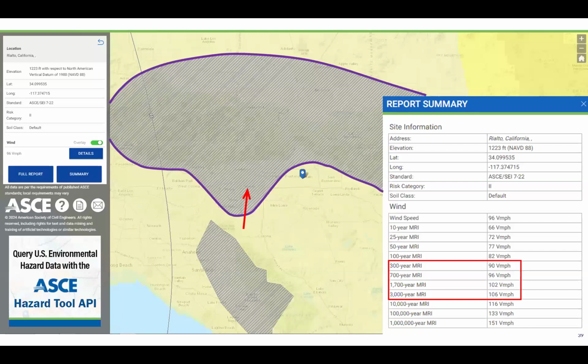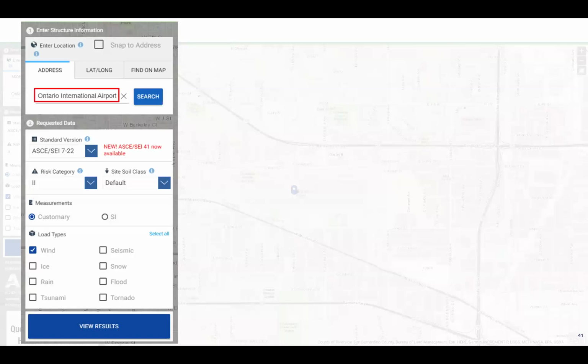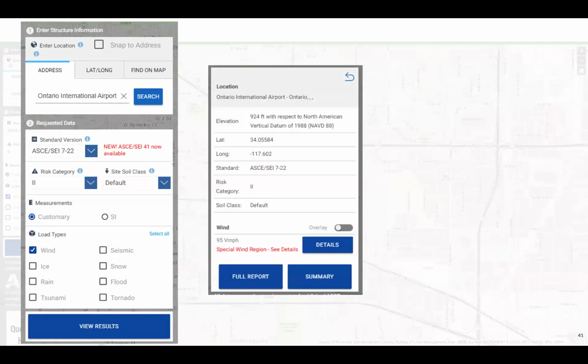All right, now looking at Ontario, I just typed in Ontario International Airport. I could have typed in Ontario, or I could have put in an address, doesn't matter. But since I sometimes fly in and out of Ontario International Airport, I just chose that. ASC 722. I chose risk category 2 just for the sake of it. Obviously, an airport is probably not risk category 2. Wind, view results, boom.